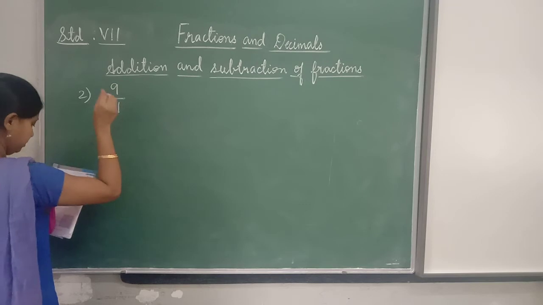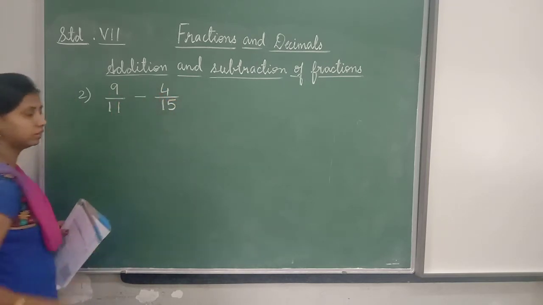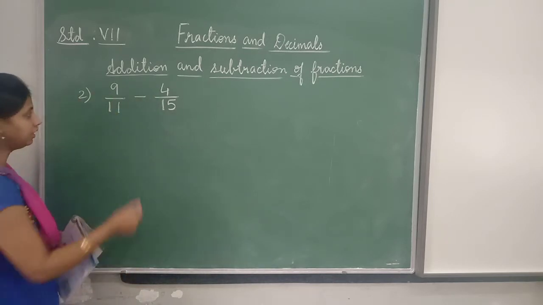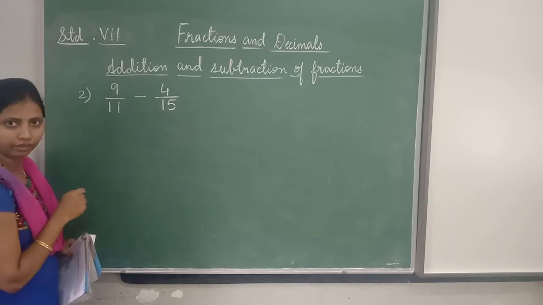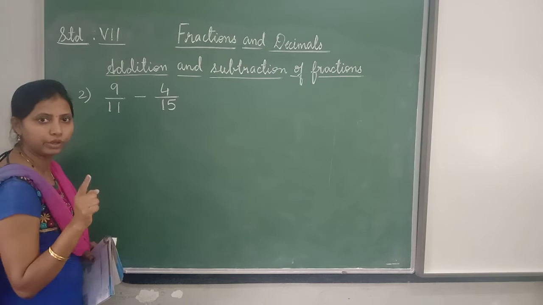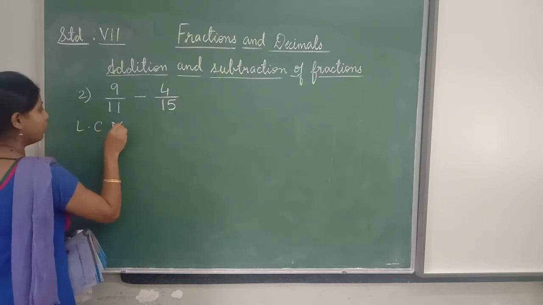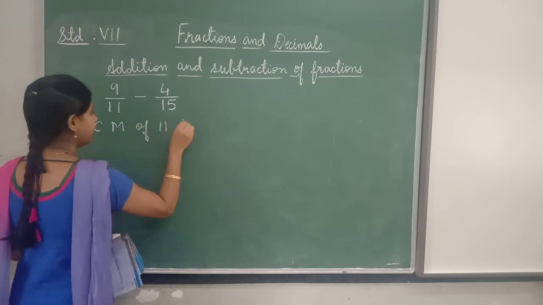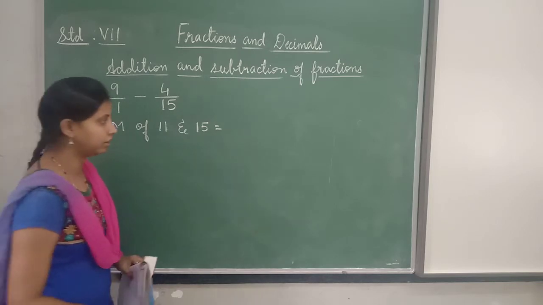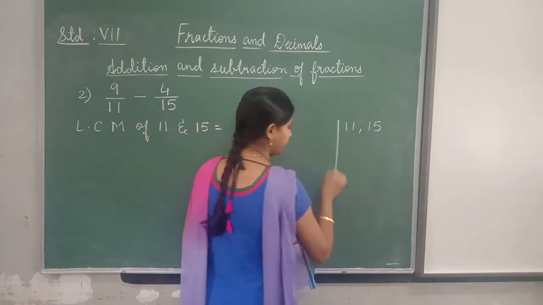Nine upon 11 minus 4 upon 15. Okay, this is the fraction you have to subtract. 9 upon 11, 4 upon 15. Now see the denominator, one is 11, one is 15. Both are different. So you have to take the LCM of the denominators. So write LCM of 11 and 15 is equals to, what is the LCM of 11 and 15? Okay children, so find the LCM of 11 and 15.